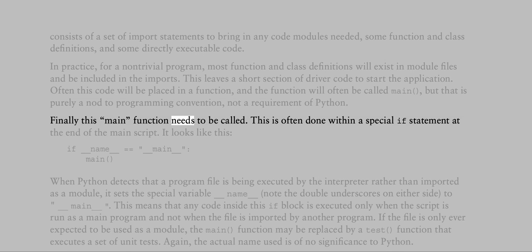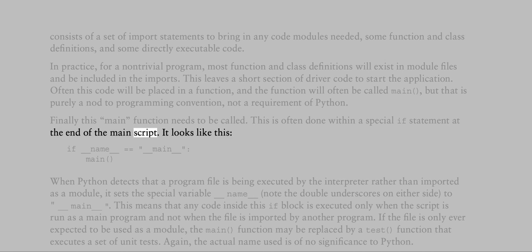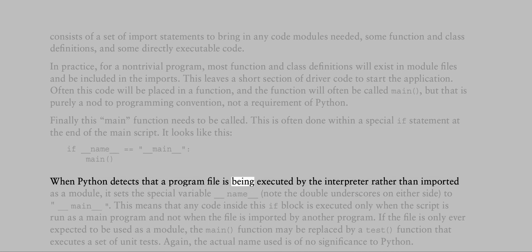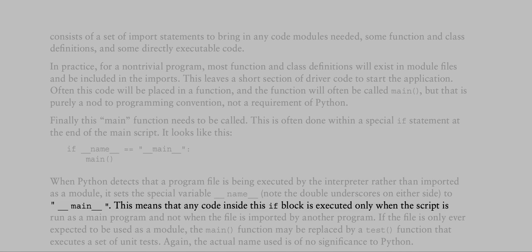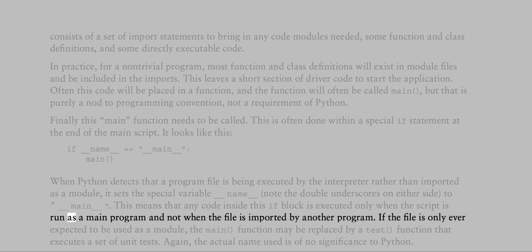Finally, this main function needs to be called. This is often done within a special if statement at the end of the main script. It looks like this: if __name__ == "__main__". When Python detects that a program file is being executed by the interpreter rather than imported as a module, it sets the special variable __name__, note the double underscores on either side, to "__main__". This means that any code inside this if block is executed only when the script is run as a main program and not when the file is imported by another program.